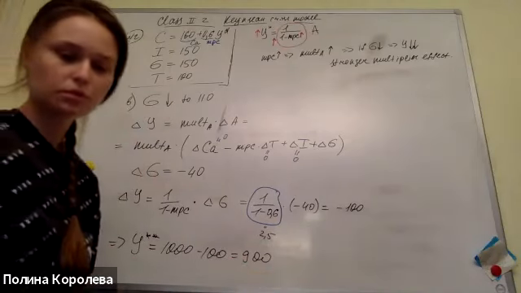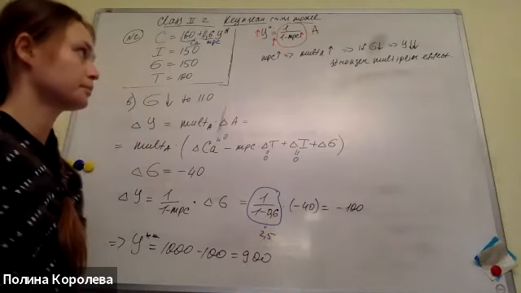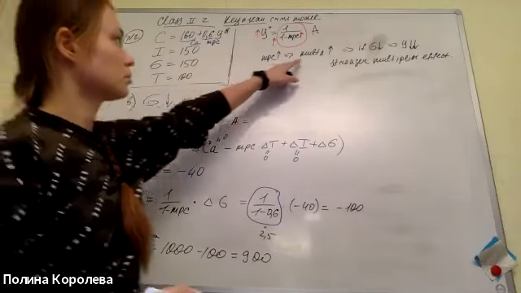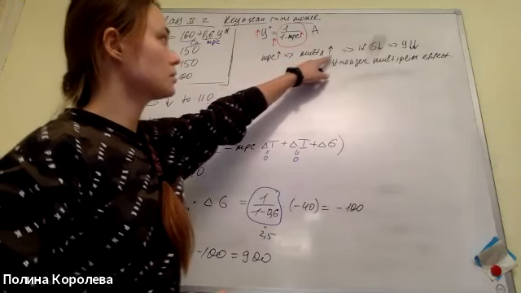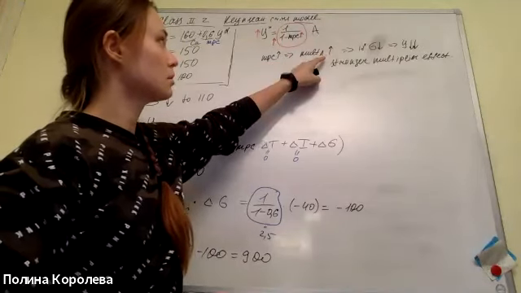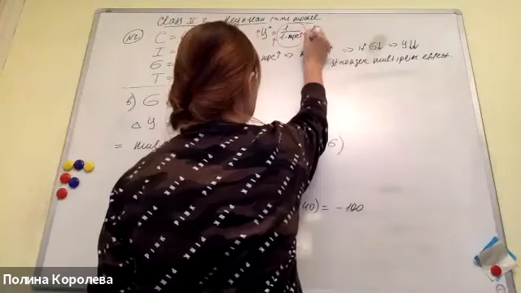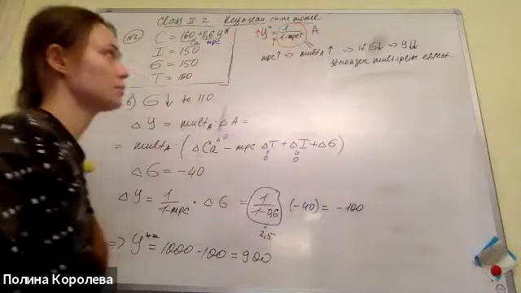Stronger effect of policy. I'm sorry, after we write that MPC increases, what is the next thing? The multiplier of autonomous spendings increases. Okay, thank you. This one, 1 minus MPC.